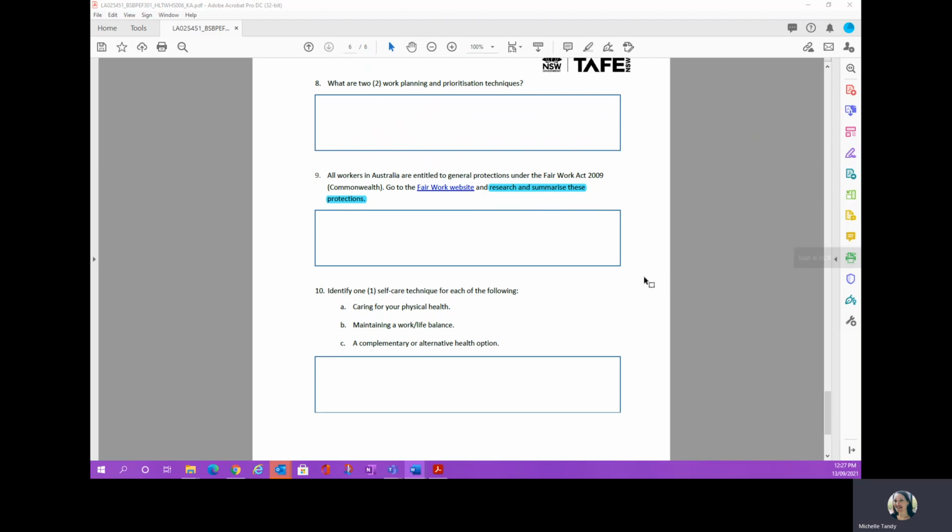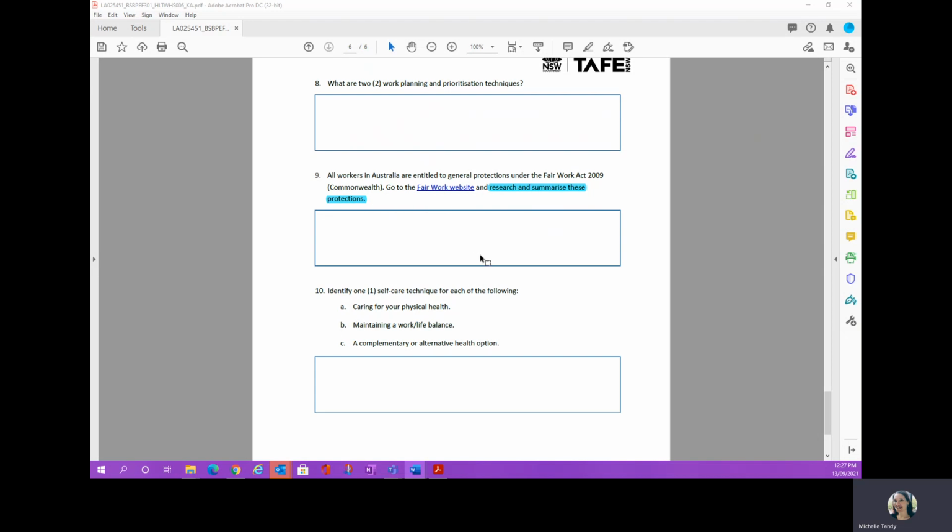Question 9. All workers in Australia are entitled to general protections under the Fair Work Act 2009, Commonwealth. Go to the Fair Work website and research and summarise these protections. So I've highlighted the part of the question that we're looking for here, research and summarise. So we want to see evidence of research. You will need to provide a reference for this answer, or at least one reference. We've given you the link to the Fair Work website.